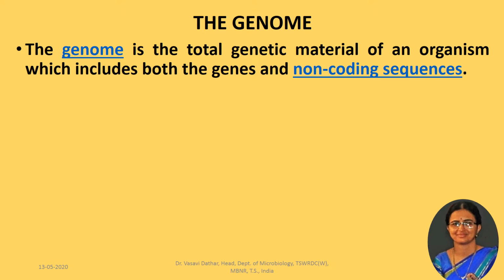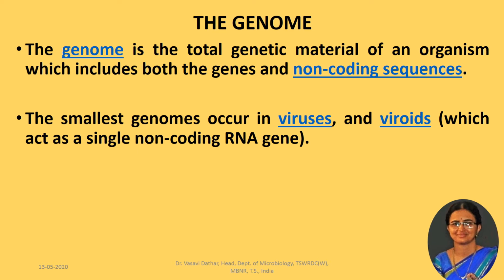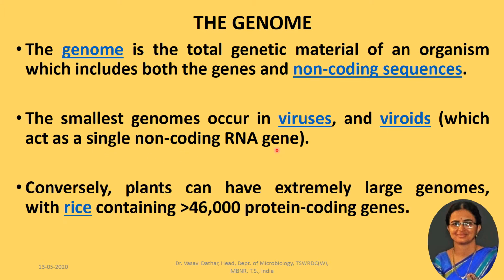The genome is the total genetic material of an organism, which includes both the genes and non-coding sequences. The smallest genomes occur in viruses and viroids, which act as a single non-coding RNA gene. Plants have extremely large genomes. For example, rice contains more than 46,000 protein coding genes.